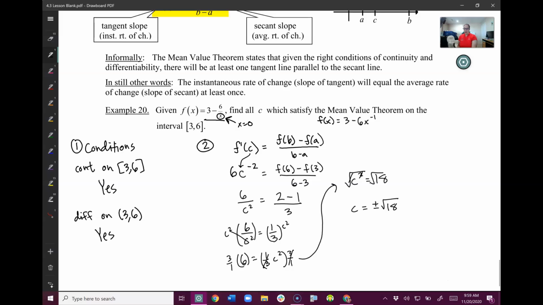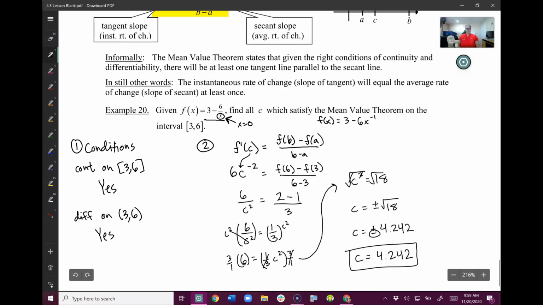But remember, I'm on a specific interval. So let's see. Square root of 18 is plus or minus 4.242. So the -4.242 does not fit in my interval 3, 6. So I just want that one. And that's my answer. That's it. So hopefully with all of that, you can now get started on your notes or on your assignment for 4.3.